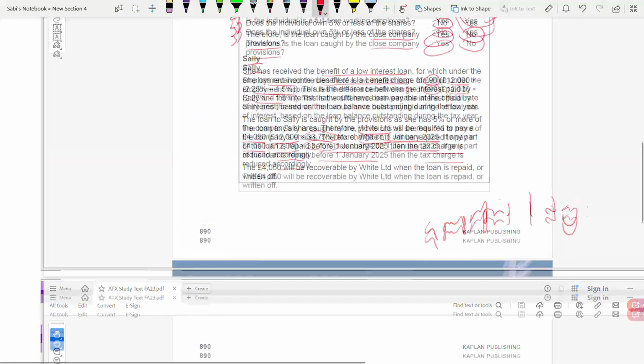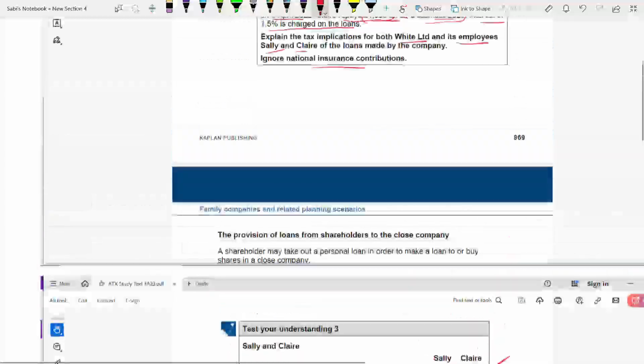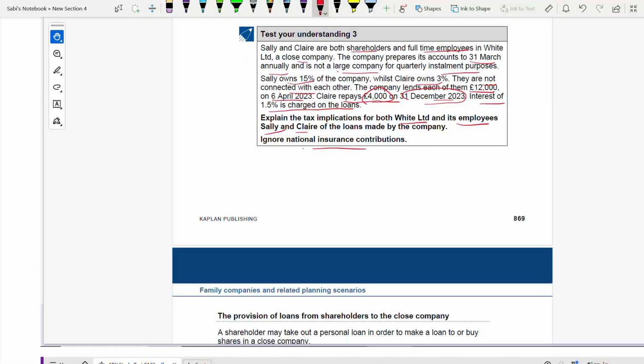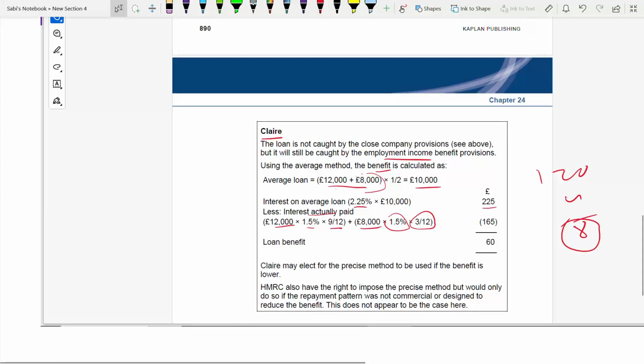Okay. See, look at the date. You are repaying it 31st December. Okay. So Jan, Feb and March of 2024. This 3 months, it's 8,000. The remaining 9 months is on 12,000. So you deduct that interest paid from interest on average loan, and this is the loan benefit.